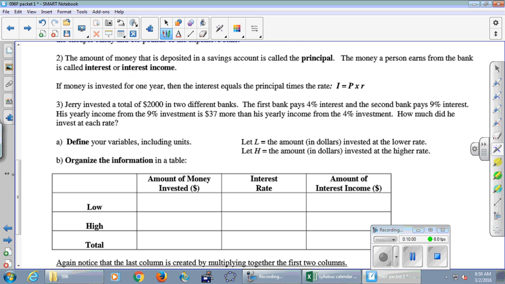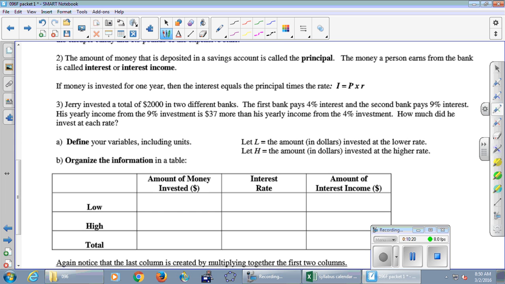It says the amount of money that is deposited in a savings account is called the principal, and the money a person earns from the bank is called interest or interest income. And if money is invested for 1 year, then the interest equals the principal times the rate. So here's our little equation, I equals P times R. Let's see if we buy that.